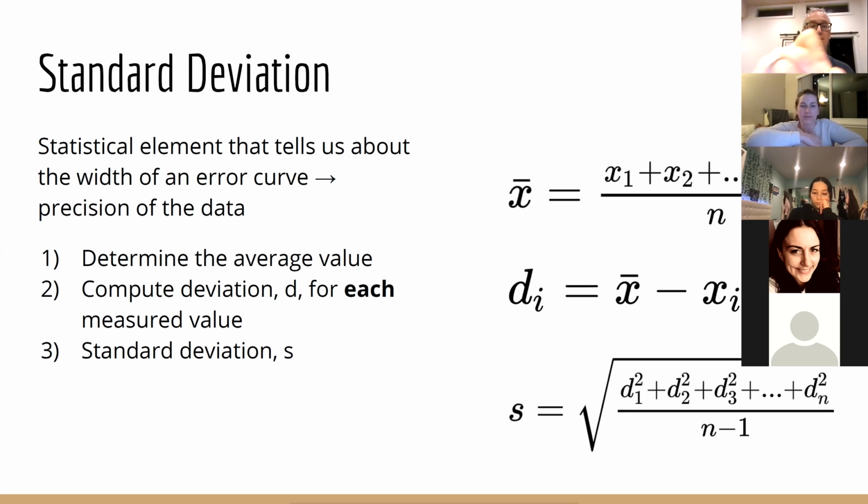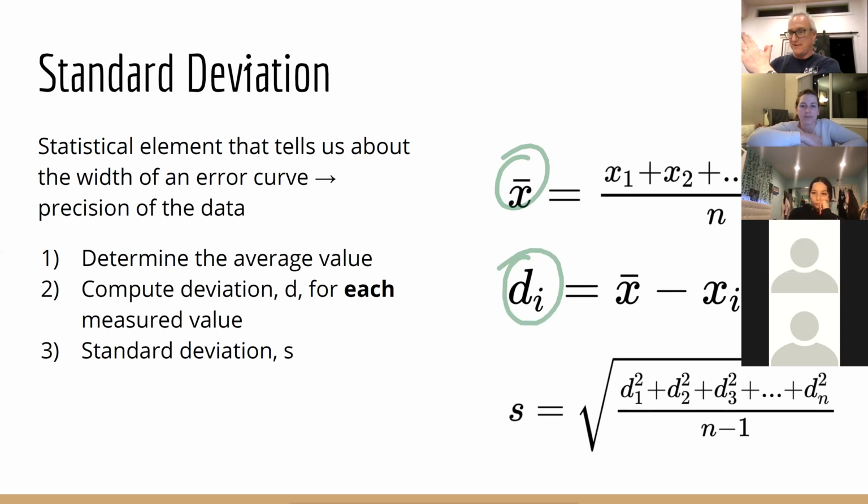So you take the mean, you take the deviation, and you add all the deviations together. So all of them together, and then divide them by the number of measurements you've done, minus 1. And then just take the square root of that. And so that gives you an idea of how wide that band is, that group of data.